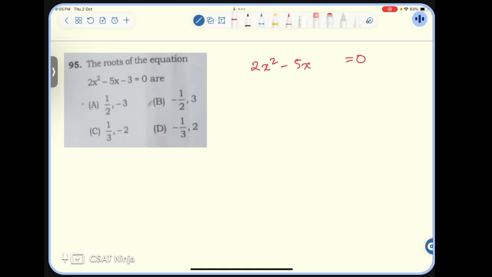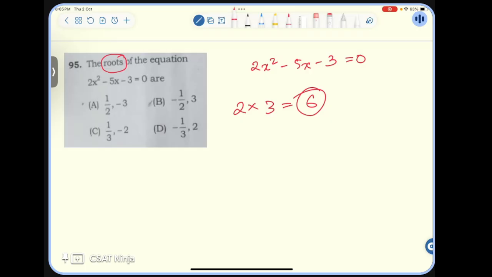So I'll just repeat again. What is splitting the middle term? Whenever you are asked to find the roots of the equation, it means you are asked to split the middle term, okay? How do you solve? In splitting the middle term, we take the first number and the last number and we multiply the two terms, okay? The first number here is 2 and the last number here is 3. The multiplication of these two gives me 6.